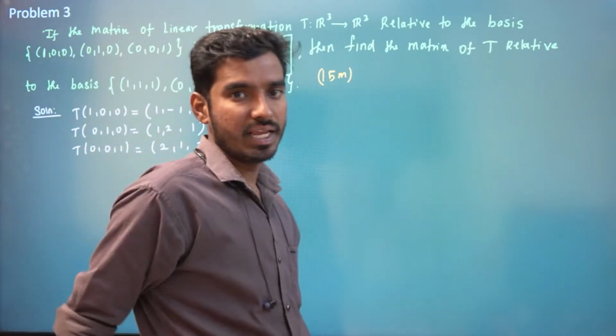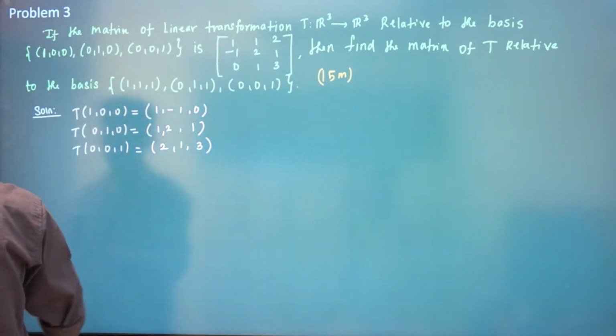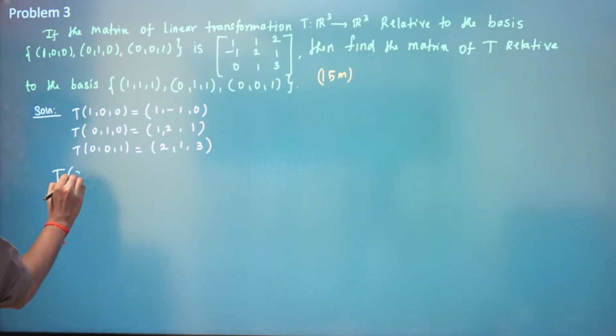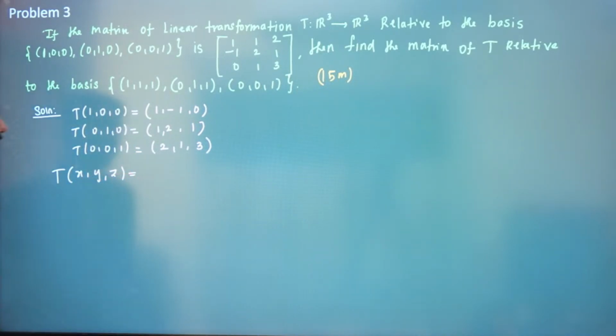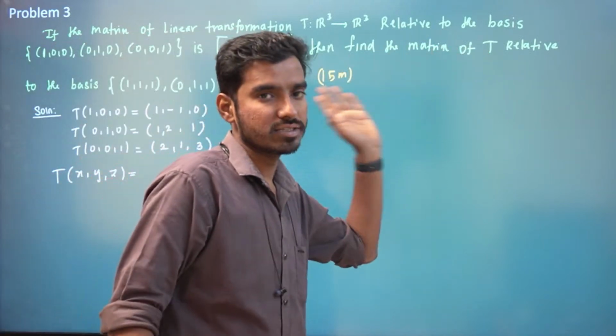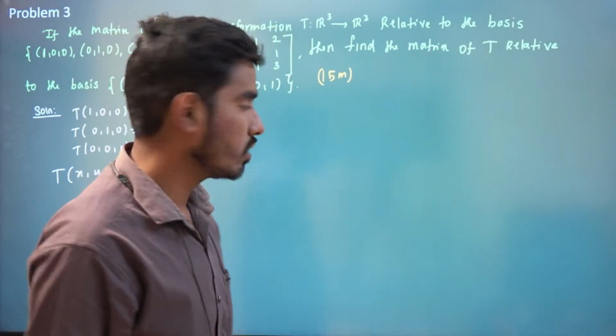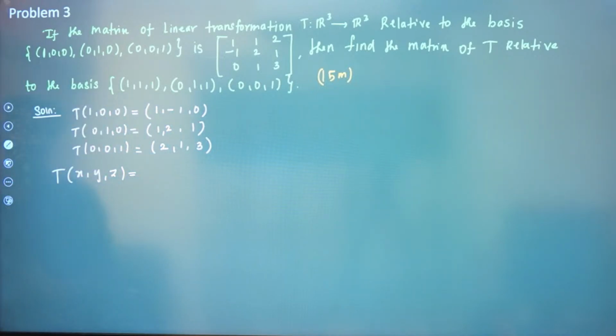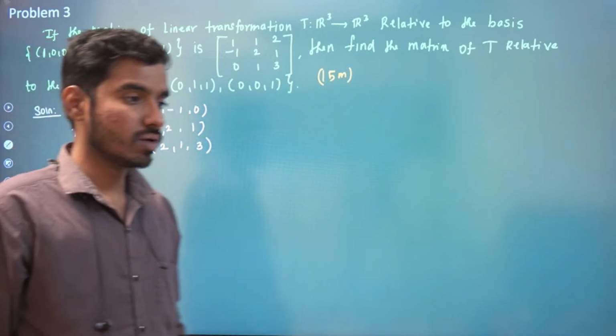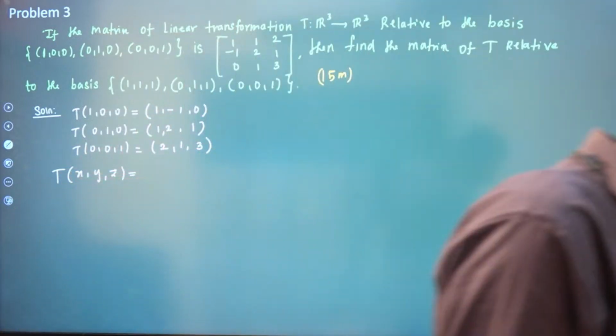We will find a map T of (x, y, z). So we will find this linear map. Then it is easy to find the matrix of T with respect to this basis, right? Okay. Now we will find a linear map T of (x, y, z) in general. Generally, we will try to find, right?